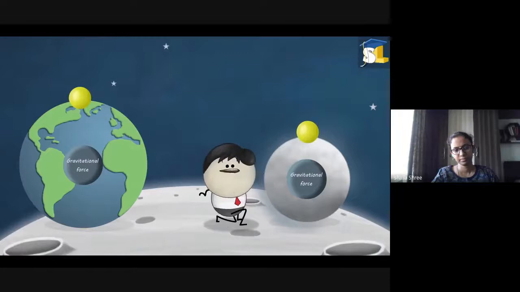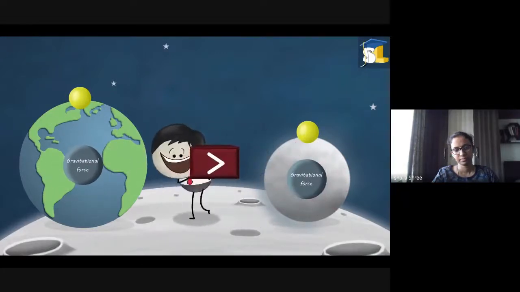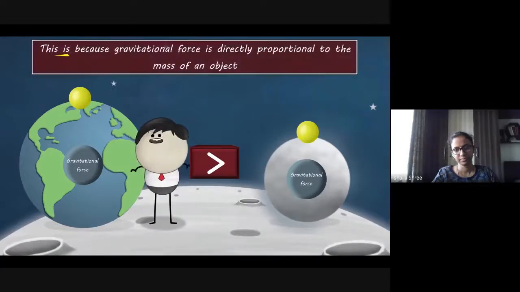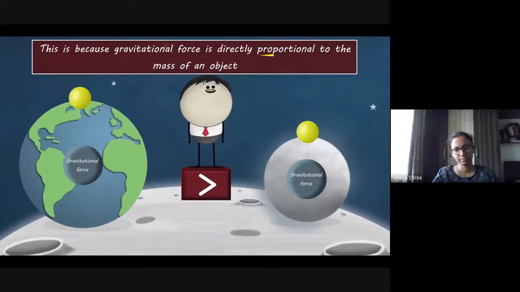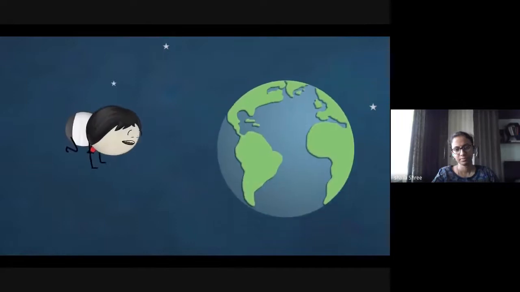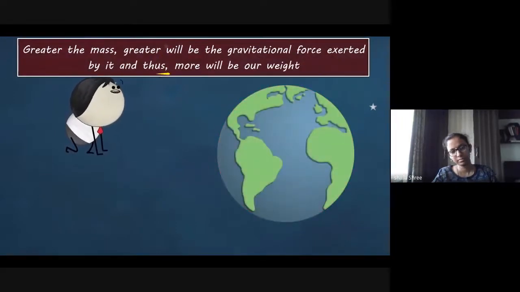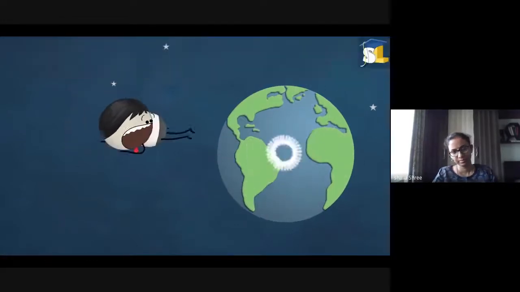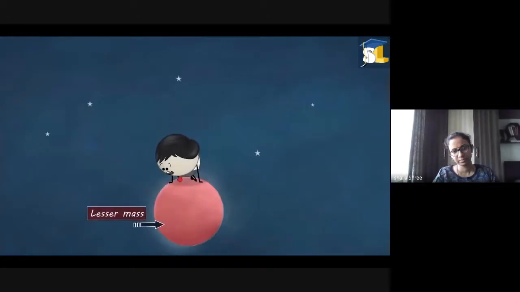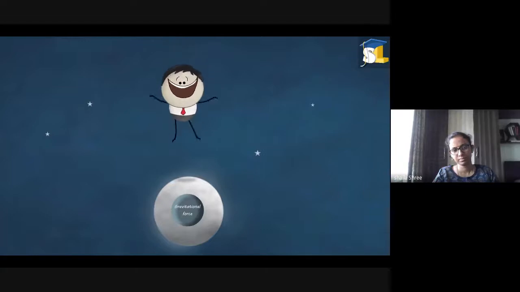So, does this mean that the moon exerts less gravitational force than the Earth? Bingo! You are right. But do you know why? This is because gravitational force is directly proportional to the mass of an object. Greater the mass, greater will be the gravitational force exerted by it, and thus, more will be our weight. As the moon has lesser mass than the Earth, it has a weaker gravitational pull, and hence, Hooray! We weigh less on the moon.